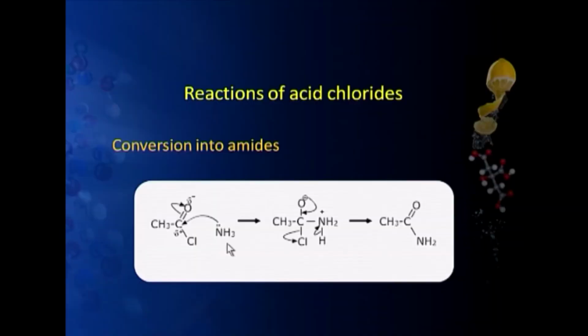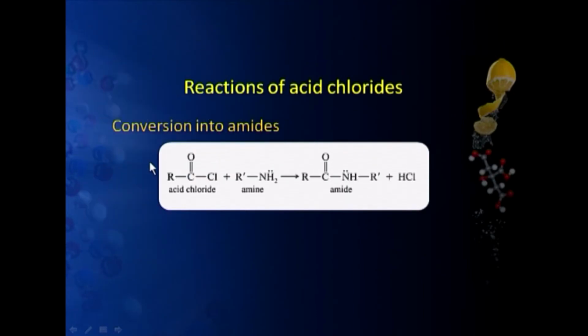Acid chlorides can be converted into amides also. The simple amides are obtained when acid chlorides are treated with ammonia or a stronger base like sodamide. They react here and ultimately displace chlorine. Then amides can be obtained on the reaction with other amines also. But when any amine reacts, then we will get a secondary amide or tertiary amide.